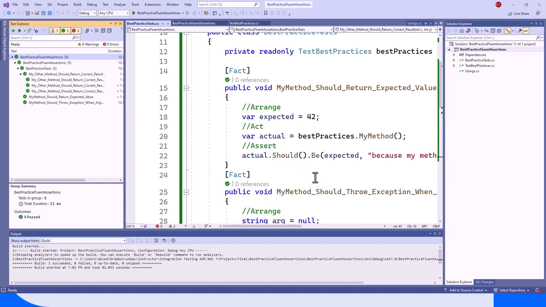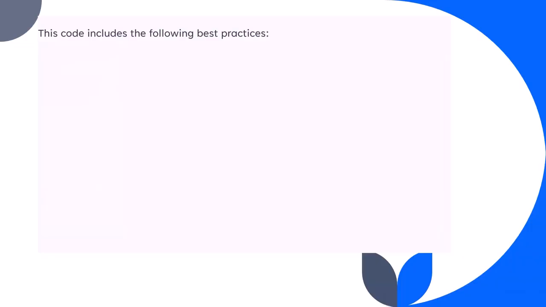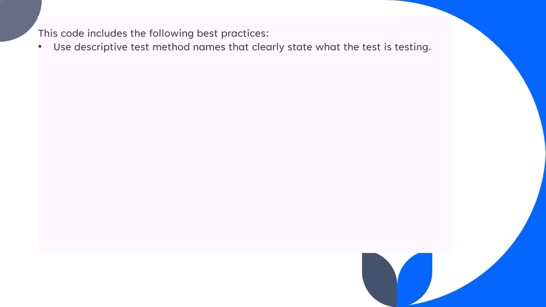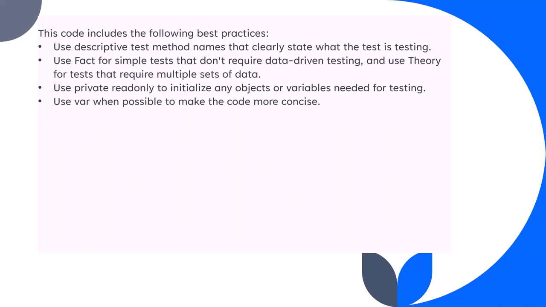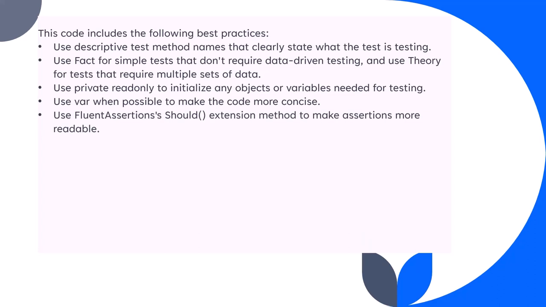So that's it. So in this class, we have seen the following best practices. So this code includes the following best practices. Use descriptive test method names that clearly state what the test is testing. Use Fact for simple tests that don't require data-driven testing and use Theory for tests that require multiple sets of data. Use private readonly to initialize only any objects or variables needed for testing. Use var when possible to make the code more concise. Use FluentAssertions Should extension method to make assertions more readable.